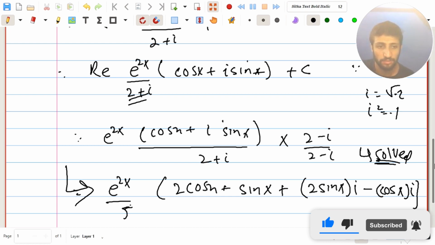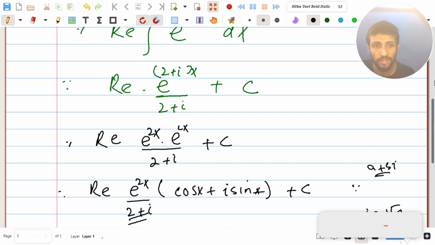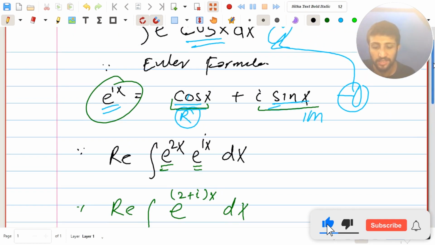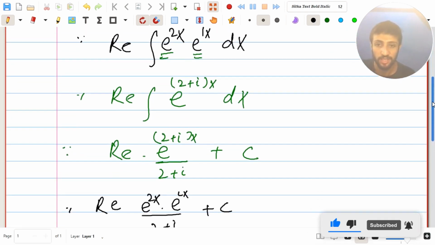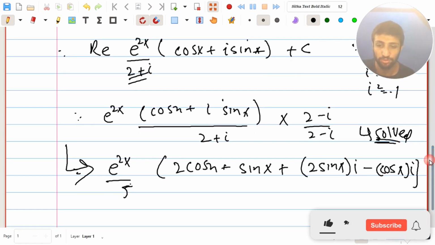So this is how we can use Euler formula to solve such integrals that take a lot of time if we solve them by integration by parts. So this is a super easy formula that you can use to solve such integrals.